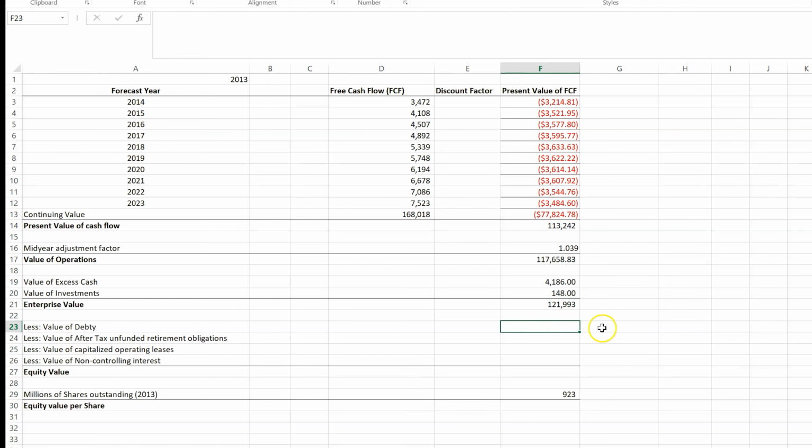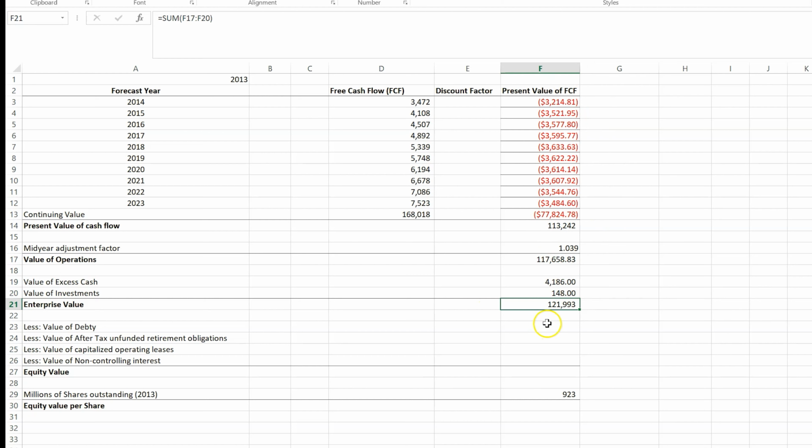So this is step 5. We have calculated the enterprise value of the firm. This is the total value. This is what UPS is worth: $121,993,000,000 based on the value of its operations, all of its operations, plus the value of any non-operating assets that it has.